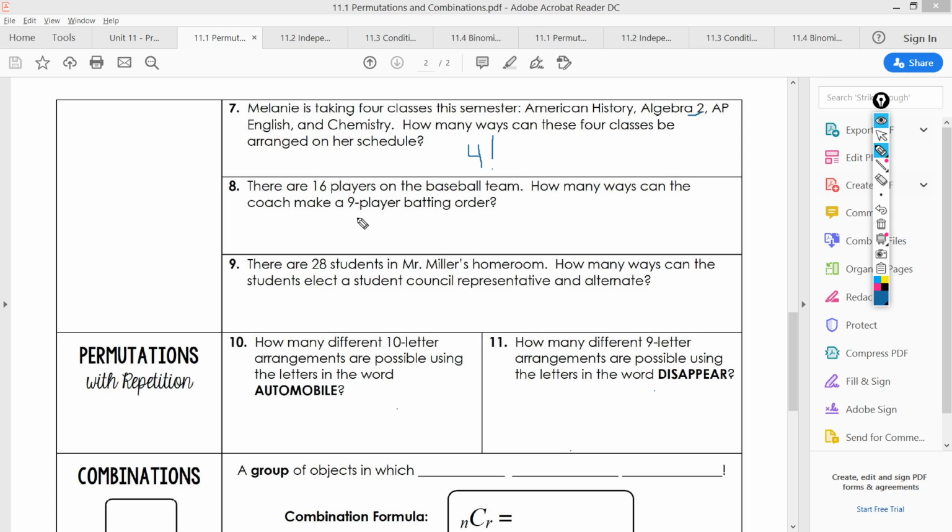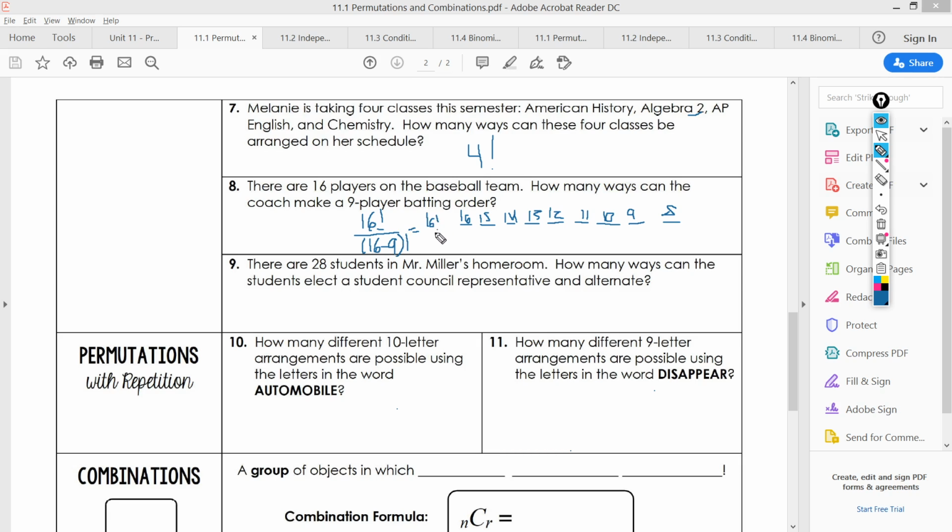So we've got 16 players, but only 9 spots. So it's just going to be 16 factorial over, how many spots do we have? 9. So 16 minus 9 factorial. Okay, and that's the same thing as having 9 spots: 1, 2, 3, 4, 5, 6, 7, 8, 9. And what's going to be here? 16, 15, 14, 13, 12, 11, 10, 9, 8. Okay?